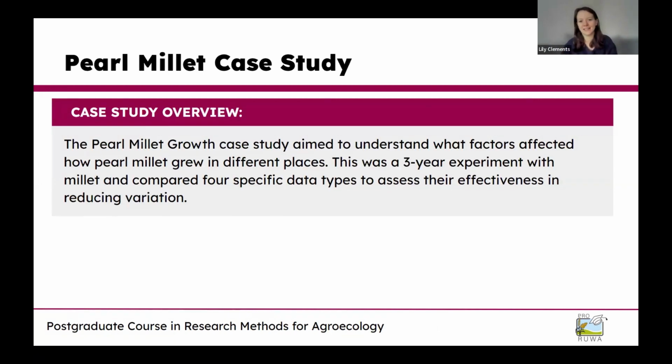But first, as a little overview of this case study, the pearl millet growth case study aimed to understand what factors affected how pearl millet grew in different places. This was a 3-year experiment with millet, and it compared 4 different data types to assess their effectiveness in reducing variation.